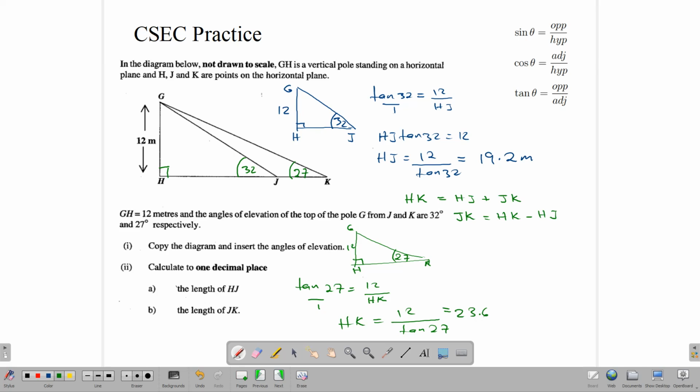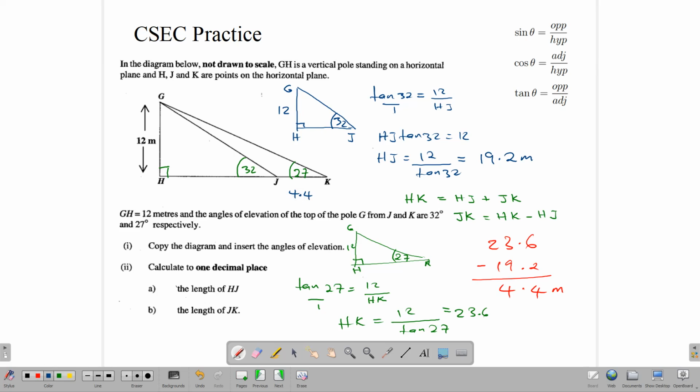Take some time to stop and check it before you move on. So we end up with 23.6 here. And so now that we have our number, all that we need to do is just to subtract it. So subtracting here, we have JK would be equal to 23.6 minus 19.2, and doing the subtraction there, we end up with 4.4 meters, and that would be the length of this part.